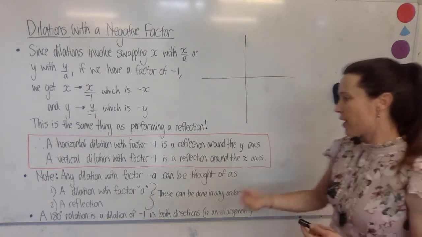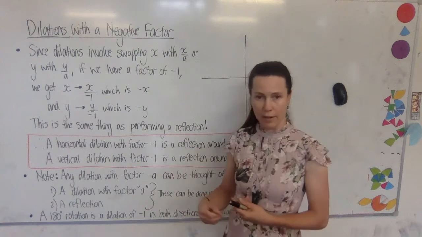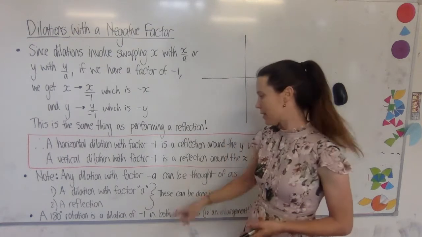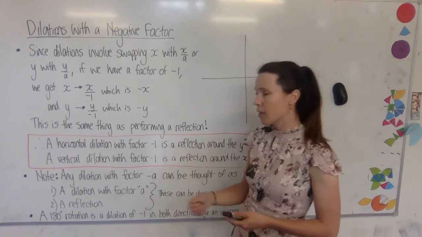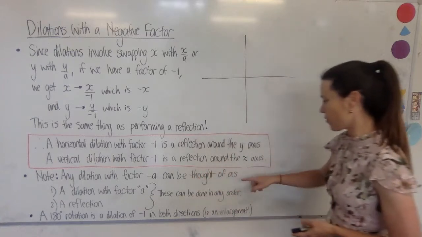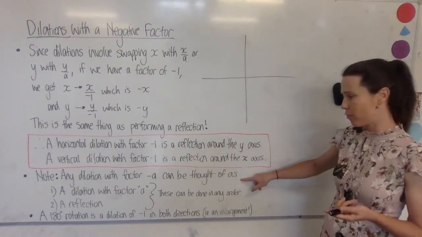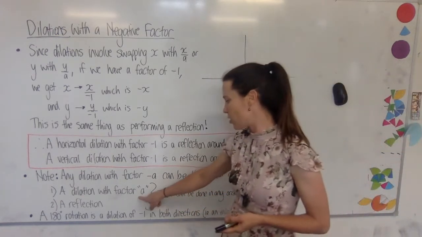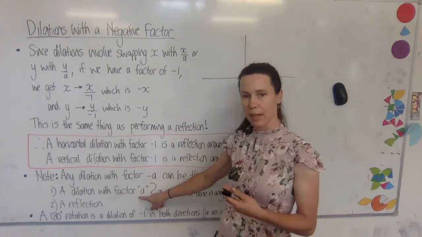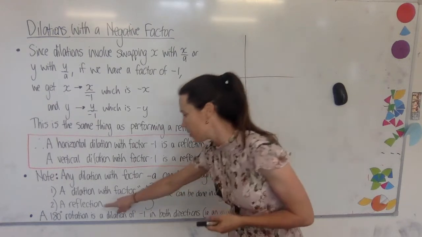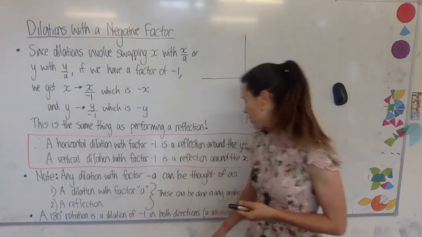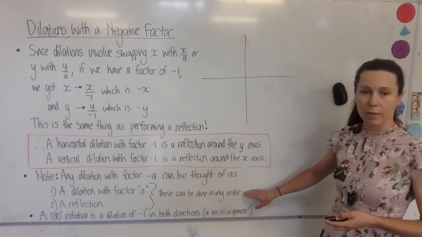Now, if you have a factor that's not -1, but it's negative something, let's say it's negative a, then you can think of this as two different transformations, and it makes it much easier to perform them. Think of it as a dilation with a normal factor a, without the negative there, and then the negative part will also cause a reflection. And you can do these in either order.